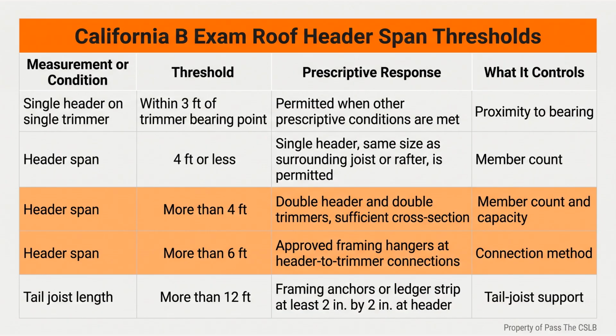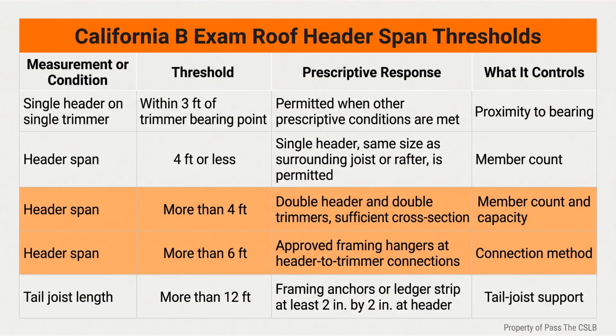A skylight opening adds another system to the structural frame: water management. The frame can be perfectly square and still fail as a roof opening if the curb, flashing, underlayment, and product installation do not work together.